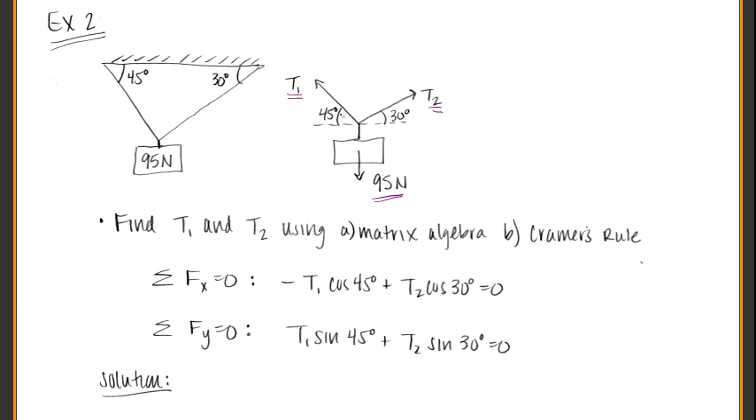And the ropes themselves are being held at certain angles. One's at 45 degrees and one's at 30 degrees, okay? And our goal is eventually to find what T1 and T2, what different tensions we have. We're going to find them both through matrix algebra and through Cramer's rule, just like exactly what we did in this last example.